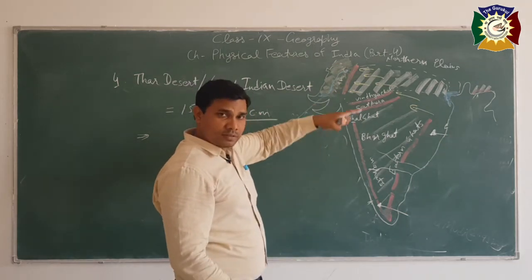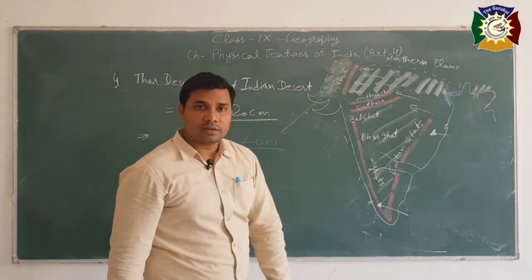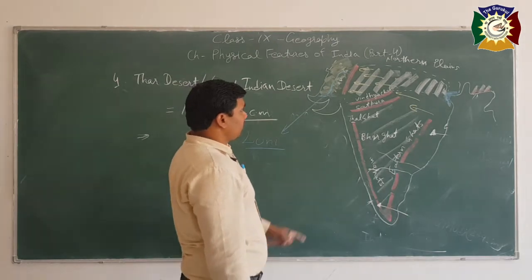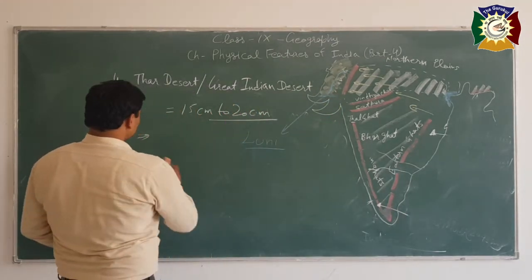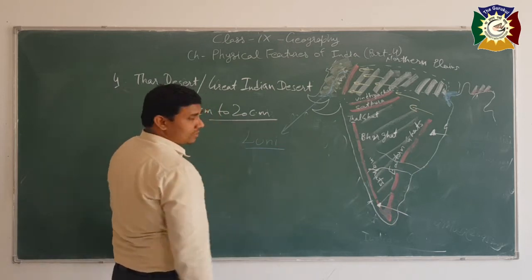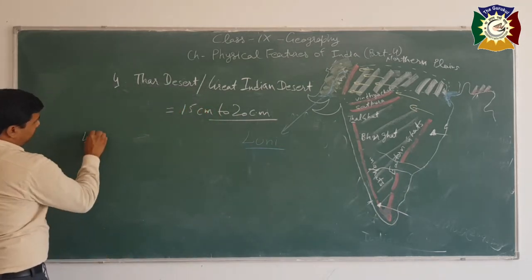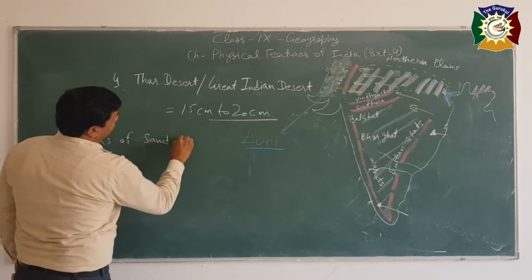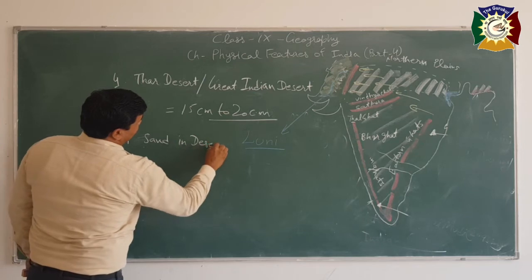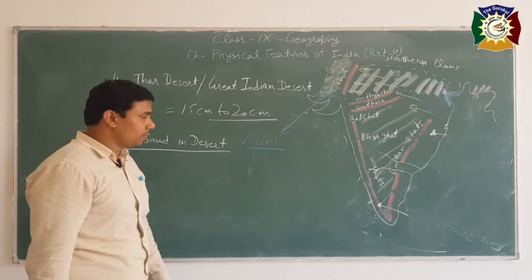So in the mid it ends. The water disappears here near the Rann of Kutch. Another physical feature found in the Thar Desert is sand dunes. We know the hills of sand in a desert are known as sand dunes.